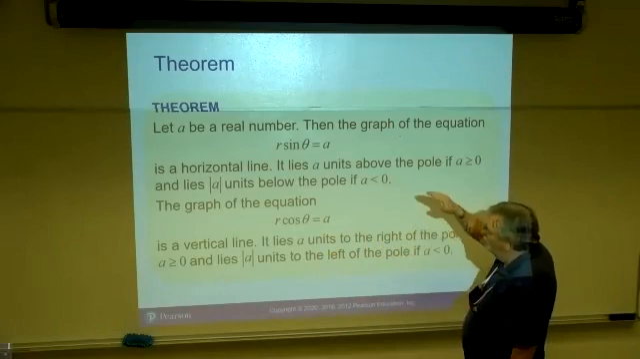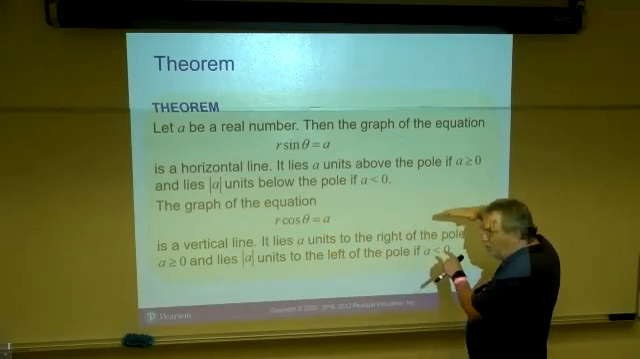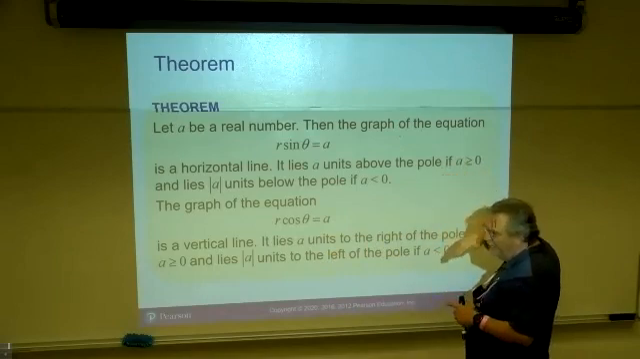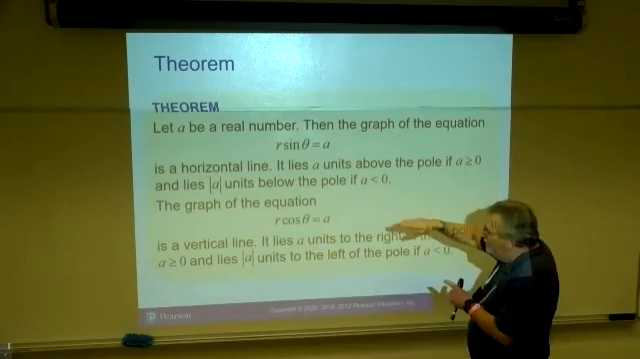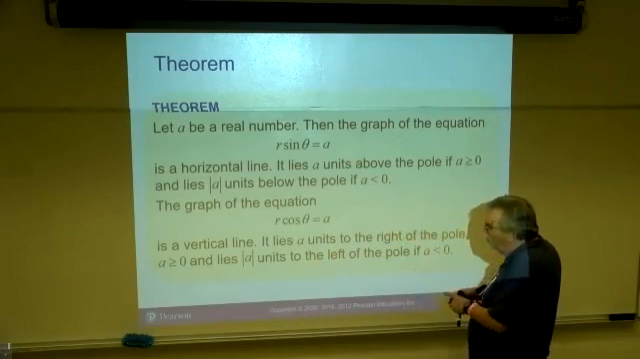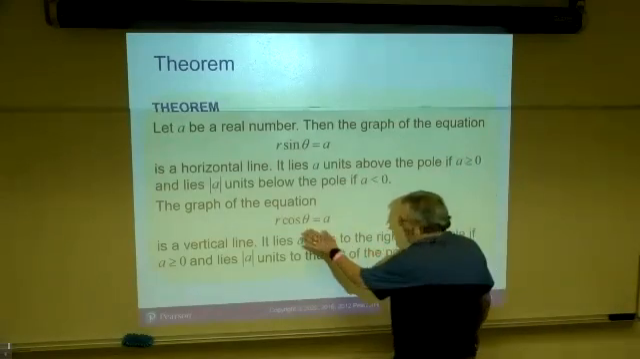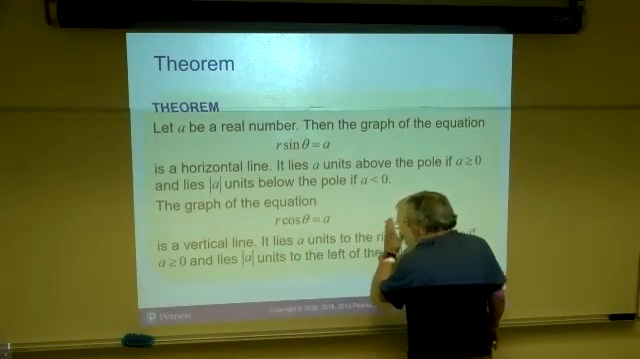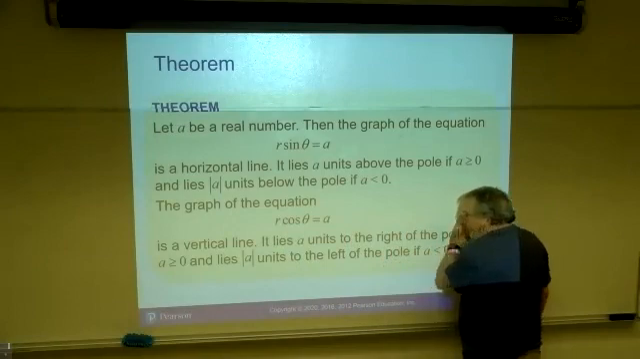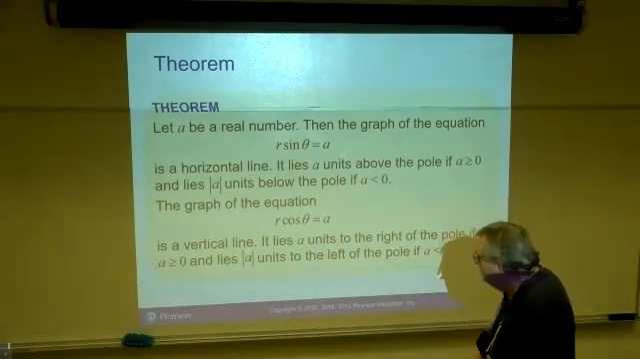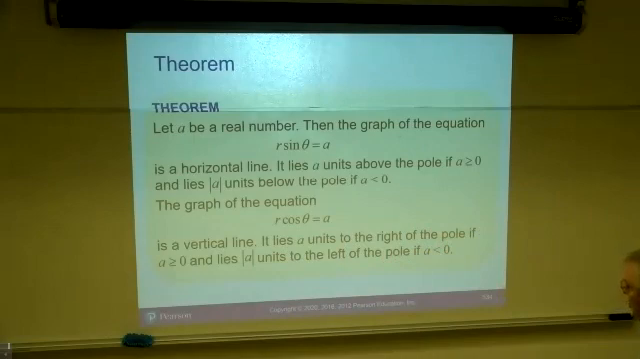So if you're dealing with r sine theta, if A is positive, it's a horizontal line A units above the pole. And if A is negative, then it's the absolute value of A units below the pole. And same thing with cosine, if it's r cosine theta, but it's going to be to the left as A is negative, and to the right if A is positive. And it's going to be a vertical line so many units away from the pole.